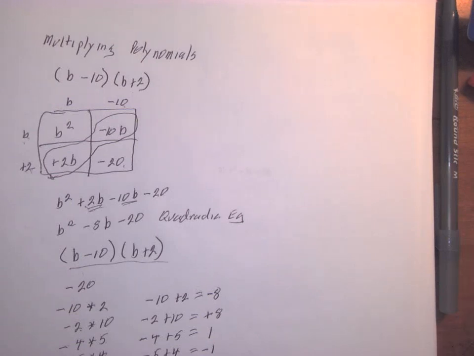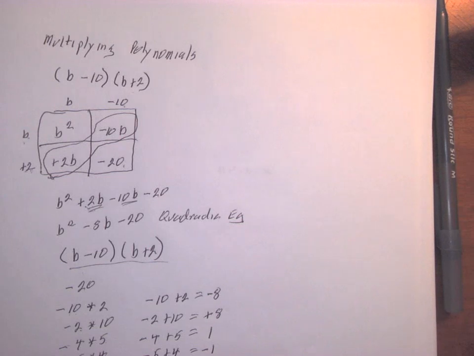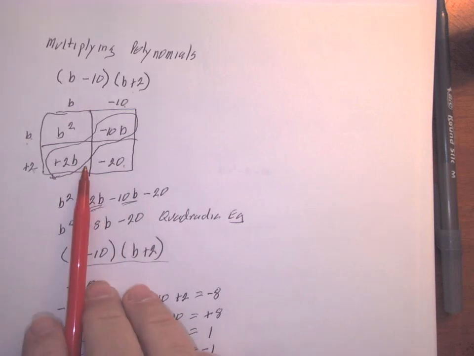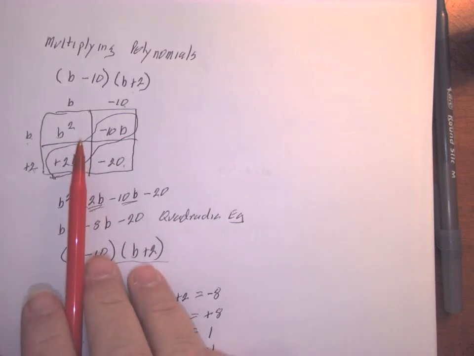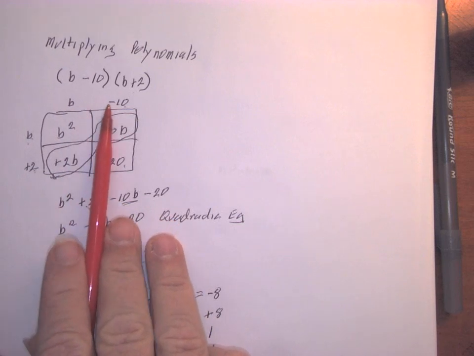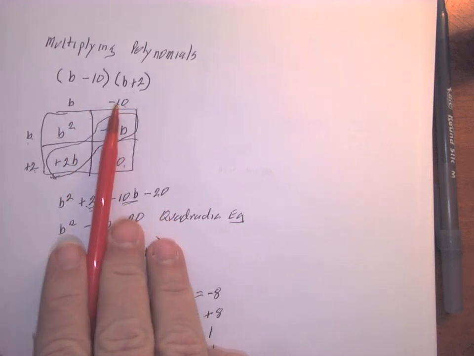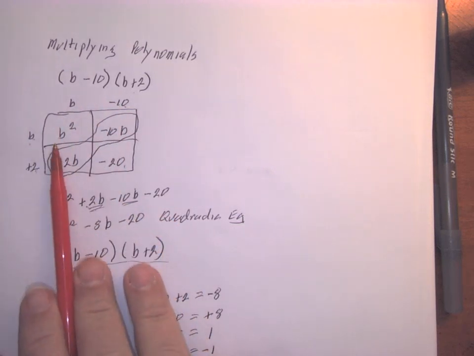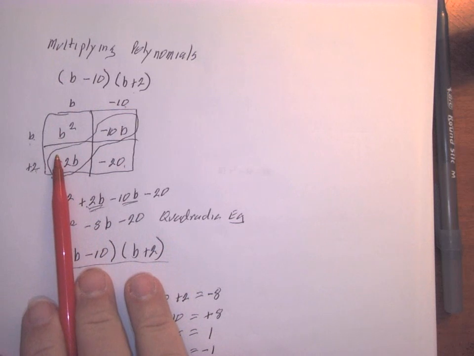Okay, folks, before we go forward, I want to review something we did last week because I think it'll make this week much easier. Last week we talked about multiplying polynomials, and we made a little box. On the box, we put what was in the first one on top, a b and a negative 10, and the second one on the side, a b and a 2.